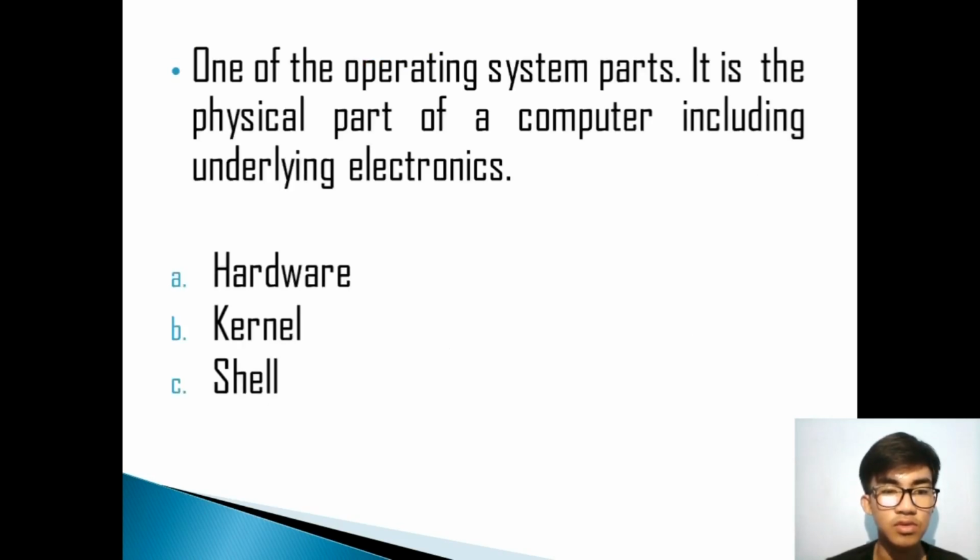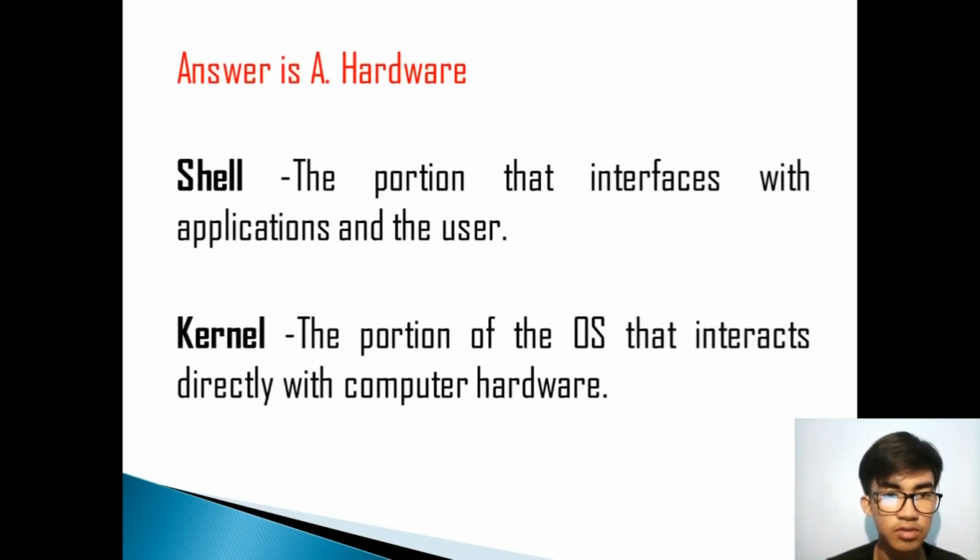The two other choices: shell is the portion that interfaces with applications and the user. And lastly, kernel is the portion of the OS that interacts directly with computer hardware.